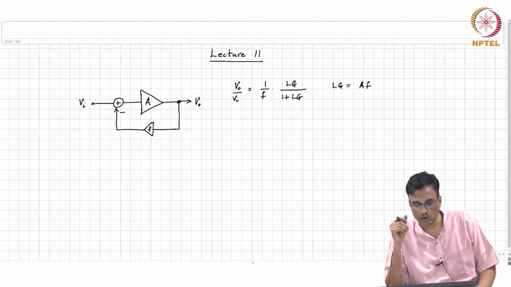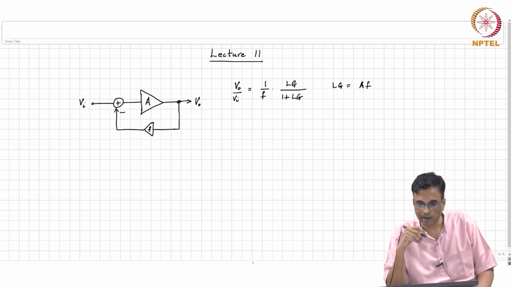And as we said, an analogy for negative feedback is like the legal system in any country. If the laws are strict and the implementation is strict, then people will tend to commit fewer crimes.